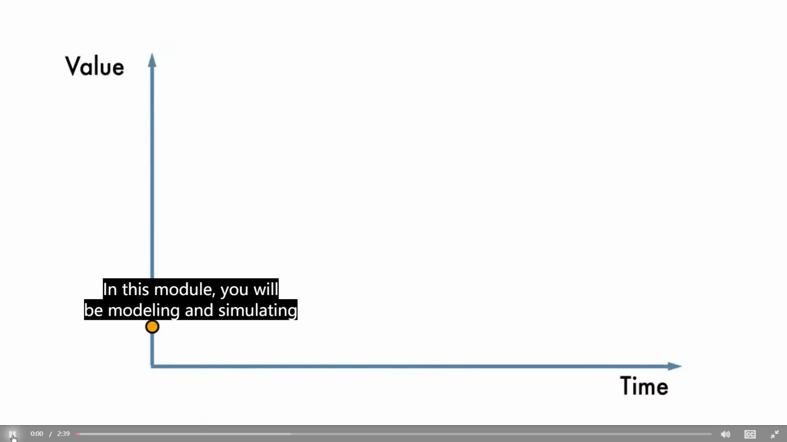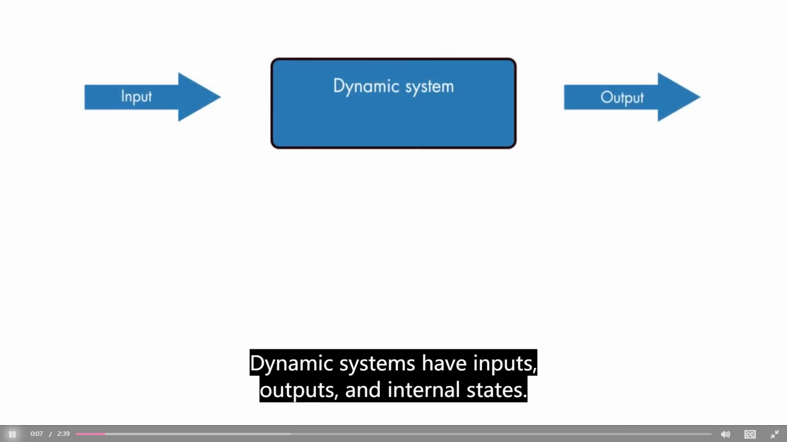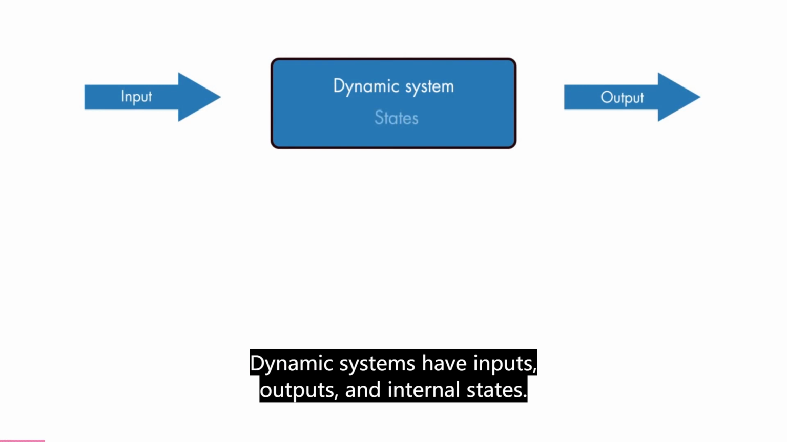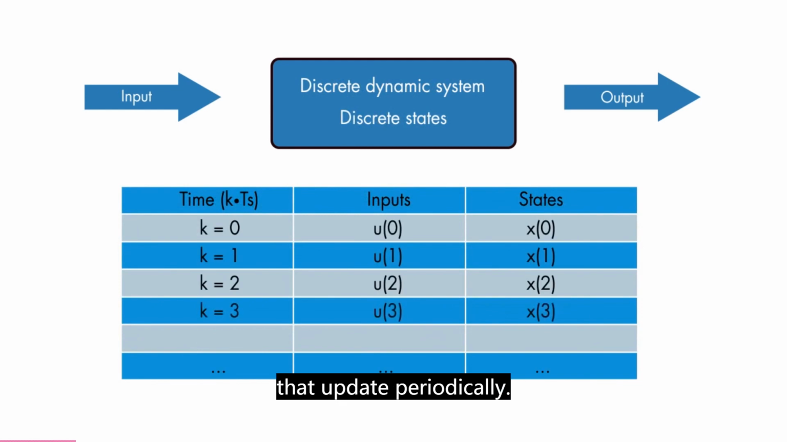In this module, you will be modeling and simulating discrete dynamic systems in Simulink. Dynamic systems have inputs, outputs, and internal states. Discrete dynamic systems have discrete states that update periodically.